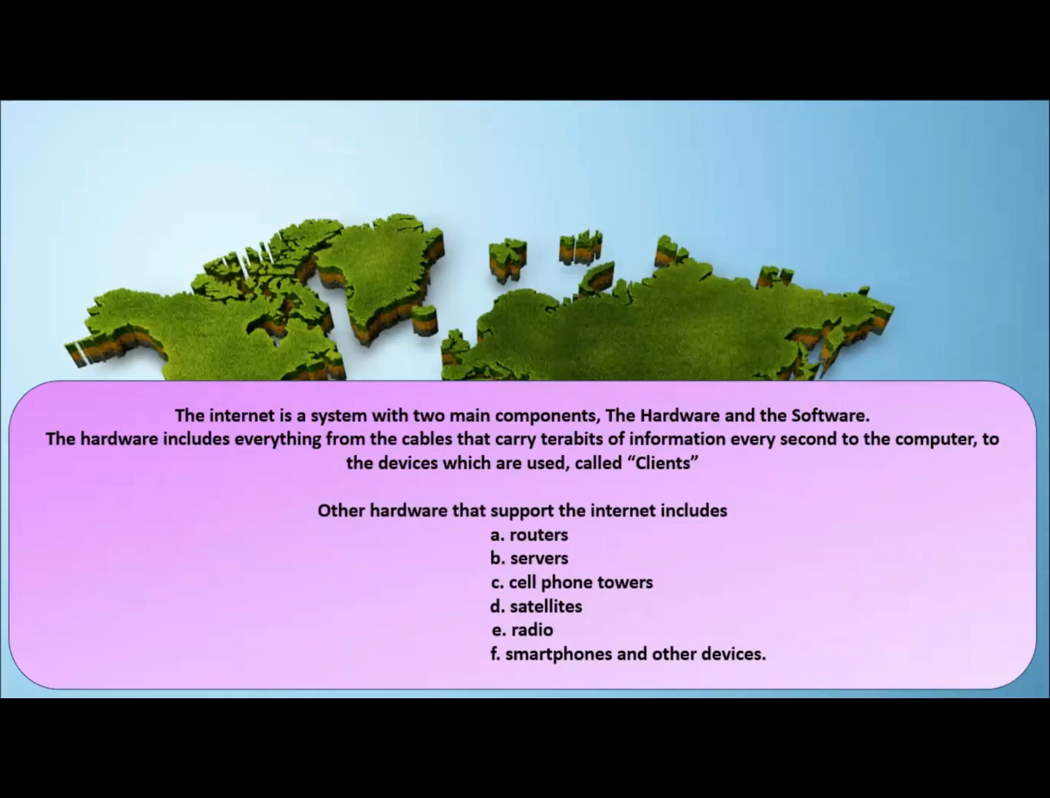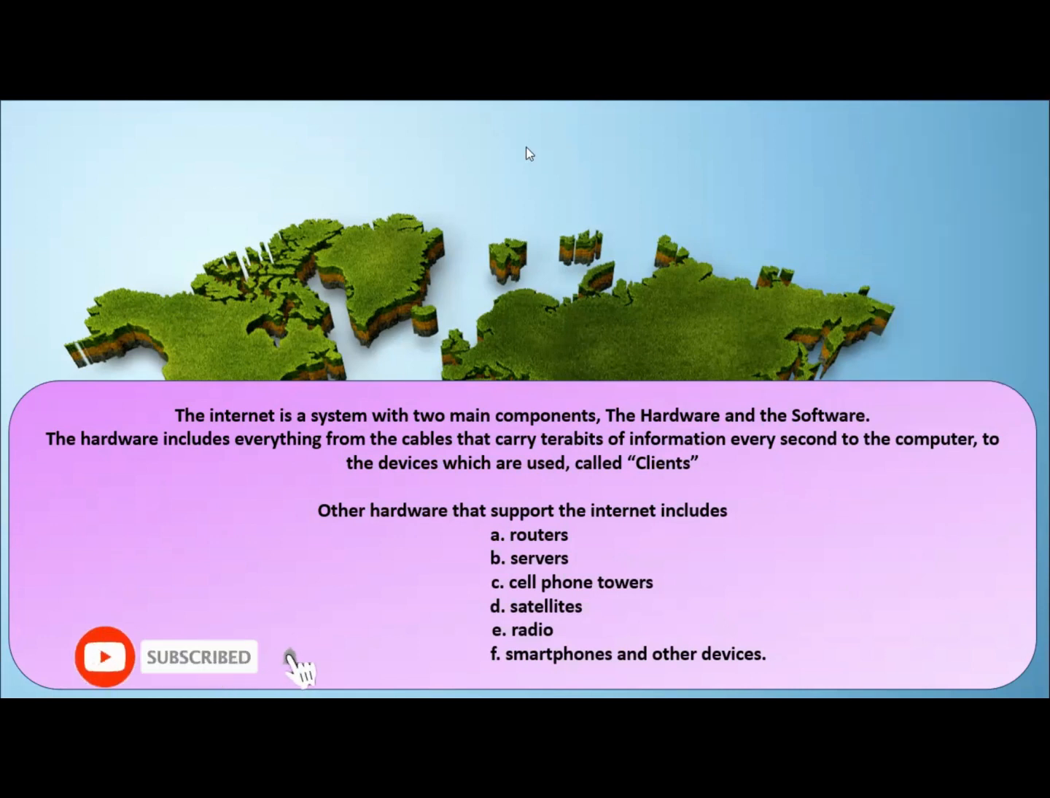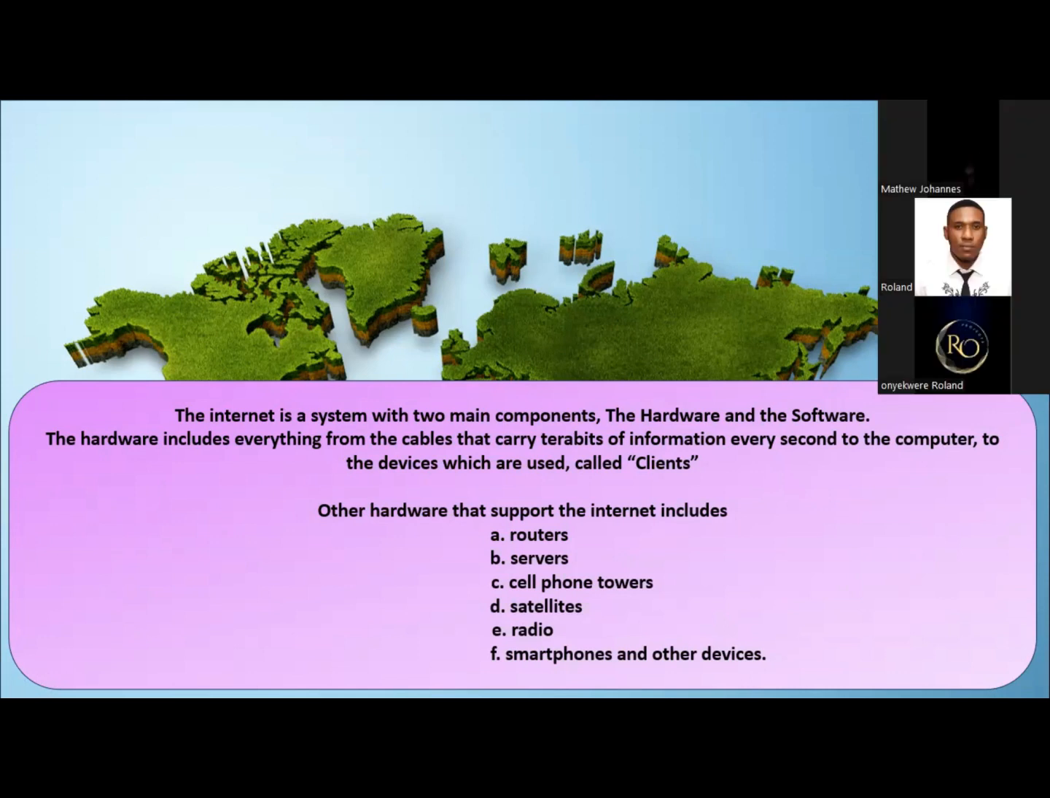Right here in the definition, we say the internet is a system with two main components: the hardware and the software component. The hardware includes everything from the cables that carry terabits of information every second to the computers and devices which are used, called the clients. The devices which we use to connect to the internet are what we call the clients.